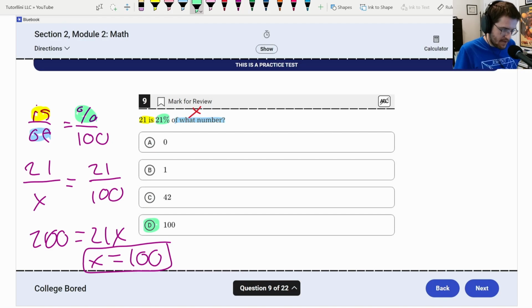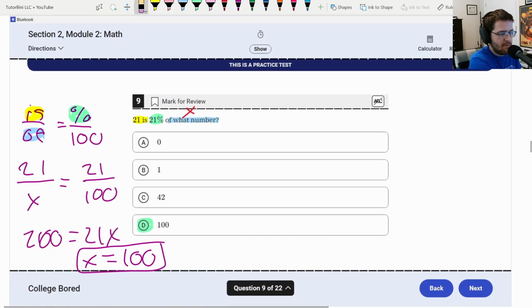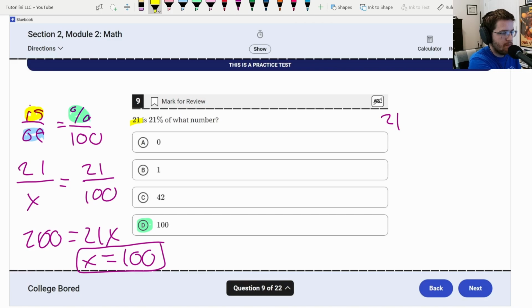Now, especially with these harder questions on the exams, I'm kind of more partial to using a percent equation method. So let me walk you through that now. I'm just going to go left to right. So 21 is means equals. And then 21% of x. So 21%, that's 21 over 100, or 0.21. And then the of becomes a multiplication symbol, times x. So 0.21 times x, or 0.21x.